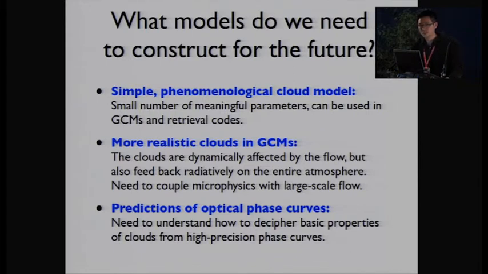Having said that, we should have also more realistic clouds in GCMs, meaning that the clouds and the flow should feed back on each other, both dynamically and radiatively. We also need to couple the microphysics better to the large-scale flow and stop interpreting spectra with 1D models. And we need to understand what we can actually learn from optical phase curves.